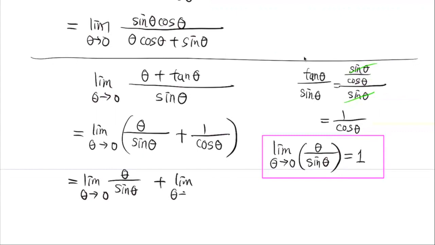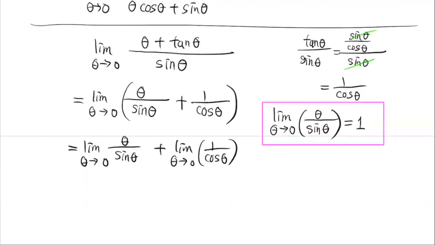And what about the other one? 1 over cosine theta. So that'll go to 1 as well? Yeah, you got it. If you substitute theta to be 0, then that will be 1. So that will be 1 and that will be 1. So that will be 1 plus 1. So that will be 2. That's equal to 2.